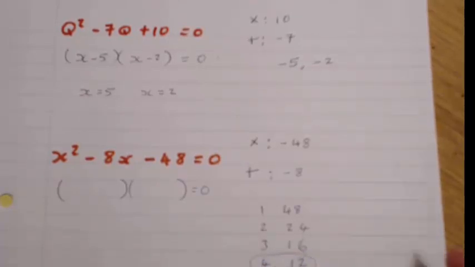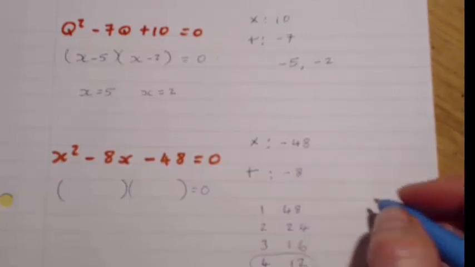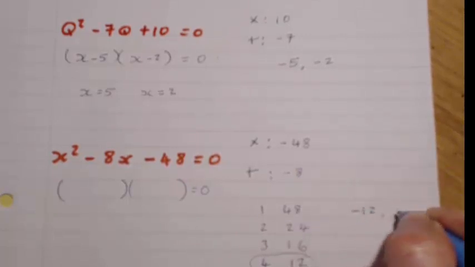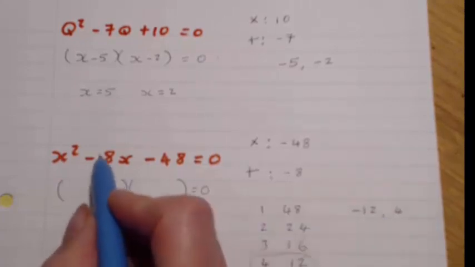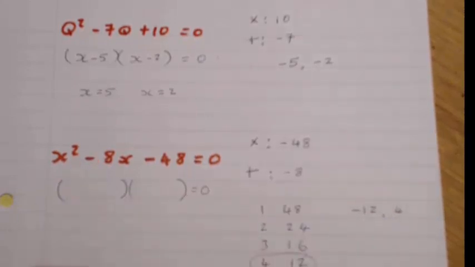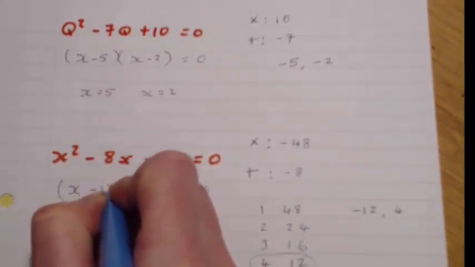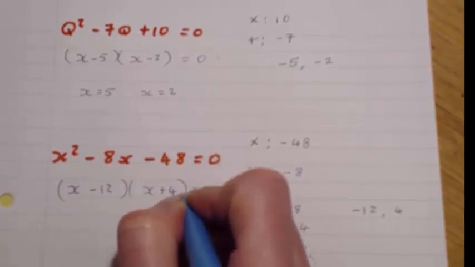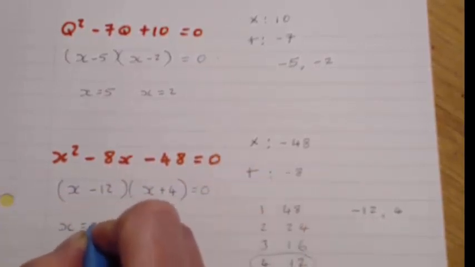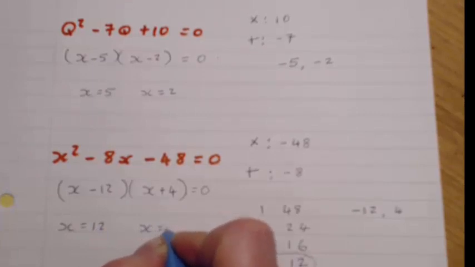4 and 12. So if they add to minus 8, then it must be minus 12 and plus 4. The biggest number has to have the same sign as that. So it is x minus 12, x plus 4, which means that the solutions are x equals 12 and x equals minus 4.